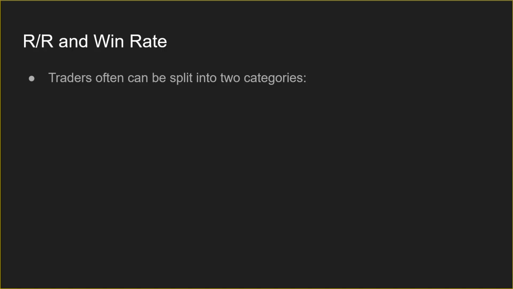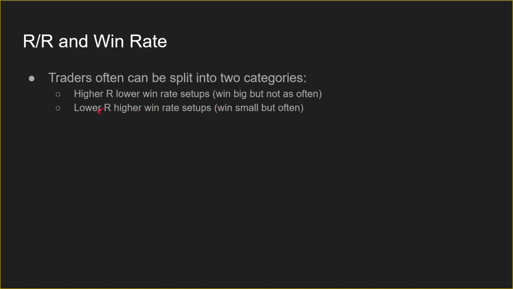Now, going along with the concept of win rate, traders can often be split into two different categories. Higher R, lower win rate setups, where you win big but not as often, so higher reward setups. Lower R, lower reward, but higher win rate setups means that you win smaller but you win more often. Now, generally, people tend to pick one or the other. Once again, there's no need to pigeonhole yourself.